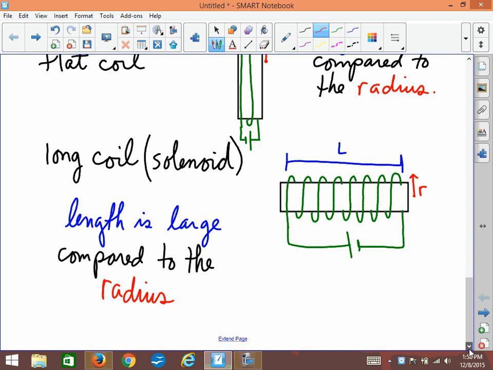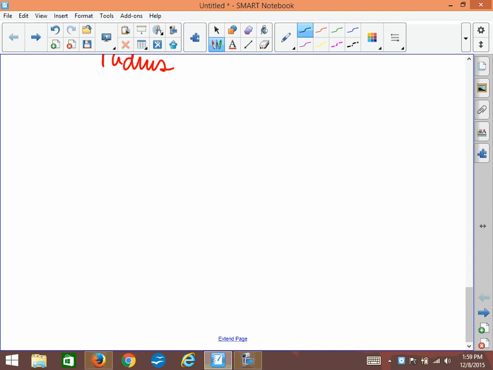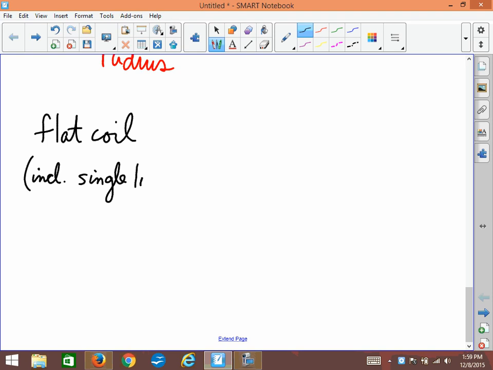And so by using some clever mathematics, which we won't get into, we can find the magnetic field strength for a flat coil, right? Flat coil. And incidentally, a flat coil can also include a single loop of wire. A single loop of wire is often a flat coil, because if you think about it, one loop of wire, well, the length of that coil is just the thickness of the wire compared to the radius, which is quite large. So usually a flat coil or a single loop are treated kind of the same.